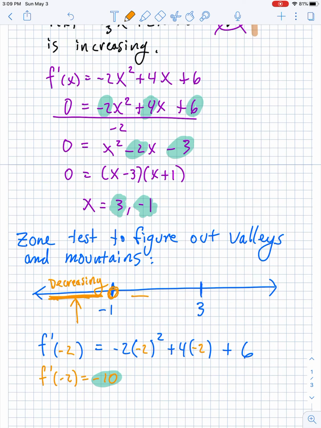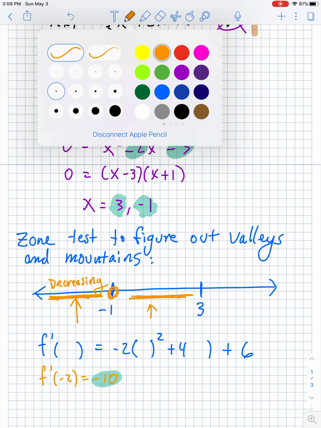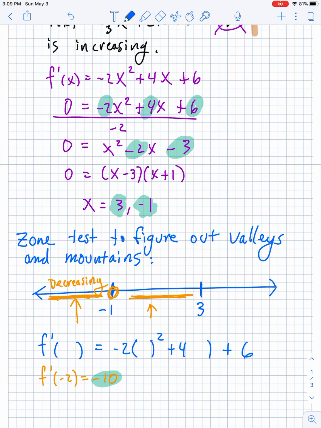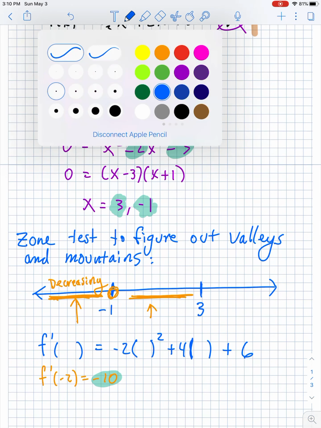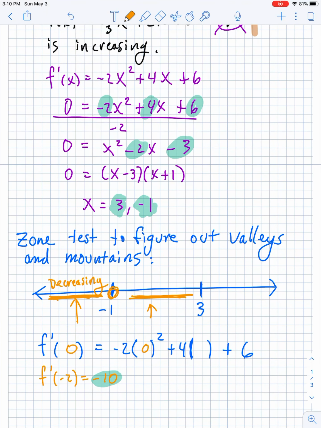Let's zone test in this zone right here. When you zone test, you just pick any number you want and feed it into the derivative. Between negative 1 and 3, I'm going to go with 0. That's a super sweet number to plug in. So if I get rid of these, whoops, and I put a 0 into this, f prime of 0, the 0 will cancel out everything except for the 6. So f prime of 0 is equal to 6, which I really don't even care what the number is. It's just the fact that it's positive means that the function has to be increasing in this zone.